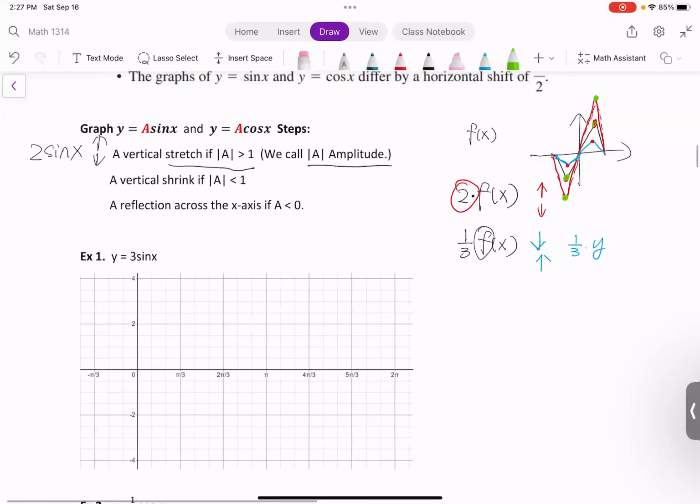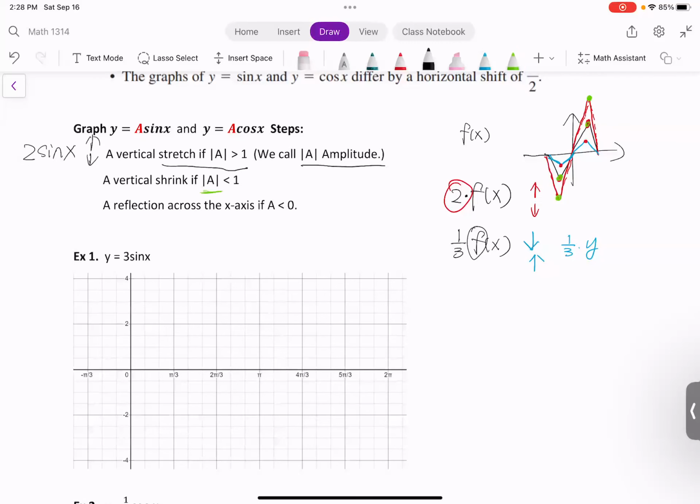All right, let's see. Vertically shrink if the a is less than 1, for example, 1/2 cosine x. So I shrink all the y's value, compress my graph vertically. So why didn't we mention a itself? We only talked about the absolute value of a, because if the a is negative, my graph will have a reflection along the x-axis. Before, we have learned negative 2 f of x. In front of the function y, we have a negative. That's a reflection along the x-axis.